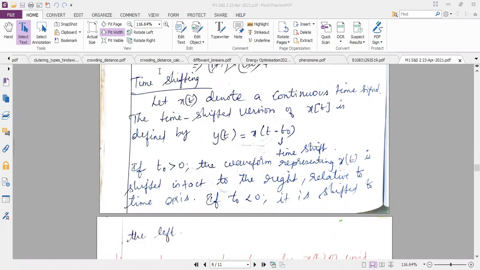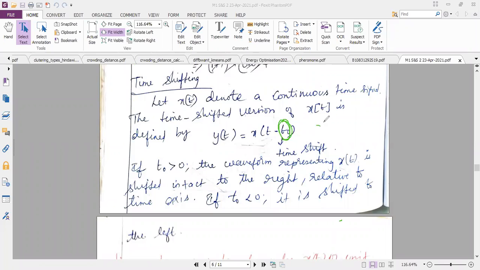Now the next thing is time shifting. Time shifting is the next operation we will perform on the independent variable. Please write down x of t, as usual the continuous time input signal. The time shifted version of x of t is given by y of t is equal to x of t minus t naught. Originally it is x of t; now it is shifted by t naught times. It can be plus t naught or minus t naught.